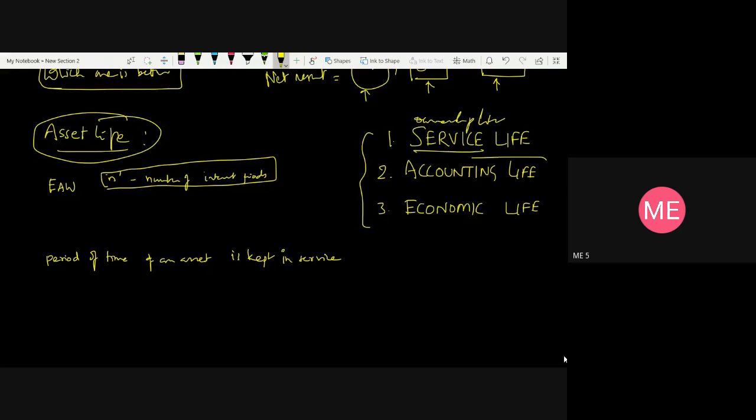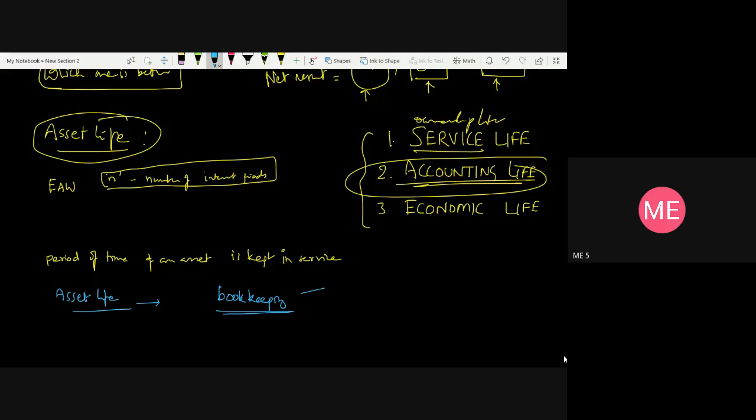Accounting life, the second one, is defined as life expectancy based primarily on bookkeeping or tax considerations. Whatever asset you have in any particular industry, we will be calculating the value of the asset at the end of every year for bookkeeping purposes. So we apply depreciation concepts here, to know what the life of an asset is at the end of the first year.